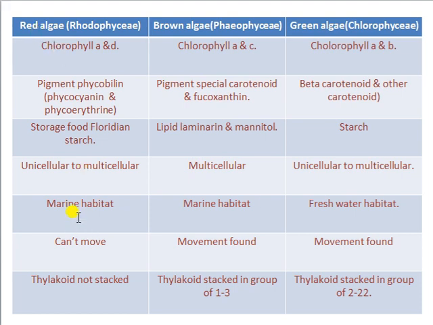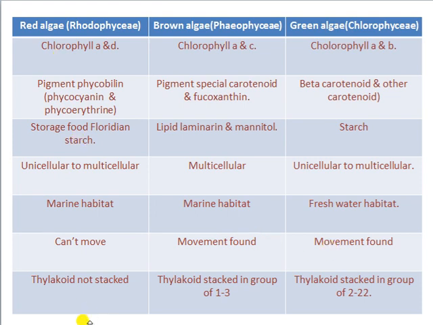Red algae are always found in the marine habitat. Brown algae can be found in marine habitat, and green algae can be found in freshwater habitat. So this is the overall difference in their habitats. Red algae can't move because they do not have any flagella. Brown algae can move because they have flagella. Green algae also show movement because they have flagella.